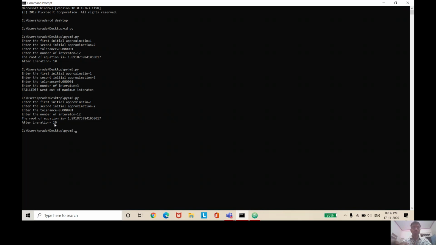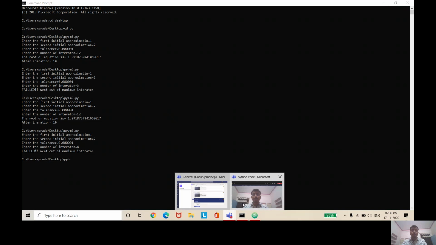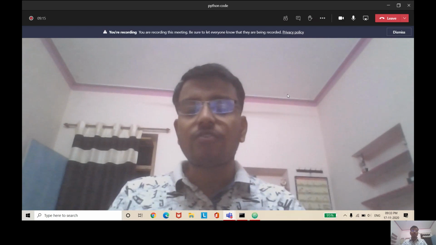For the number of iterations I am giving 12, and then the root up to 5 digits comes like this, and it says that it is found after the 10th iteration. Suppose the root comes after the maximum iteration and we have given only fewer iterations, then it will give us a statement like this. Like we have given only 4, then it will say failed, went out of maximum iteration. So yeah, this is my final.